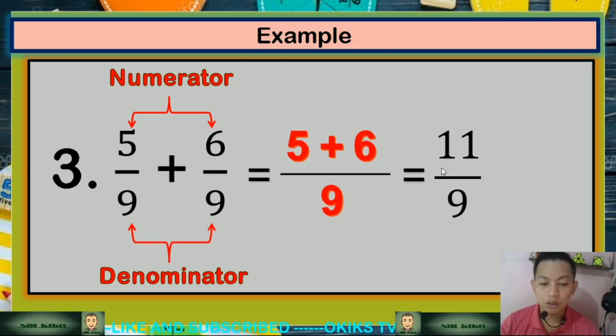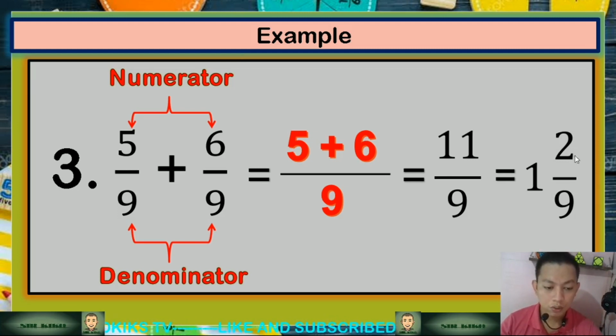But you need to express this one as a mixed number because this is an improper fraction. When we say improper fraction, the numerator is greater than the denominator. So we can express this as a mixed number. A mixed number of 11 ninths. How many ninths in 11? We have 1 and the remaining is 2. So we have 1 and 2 ninths. This would be your final answer.